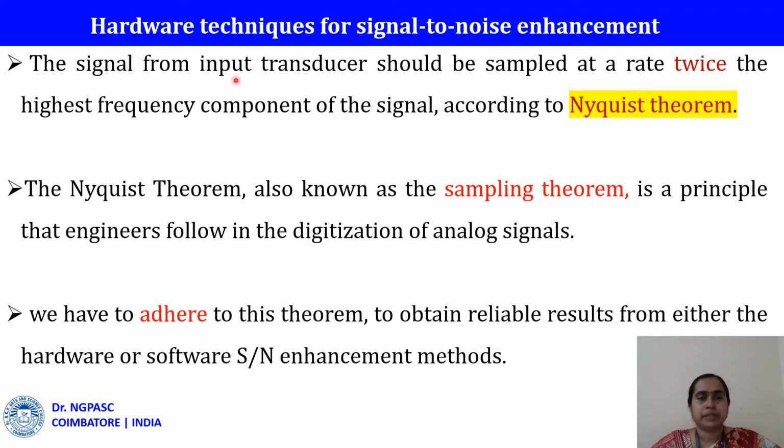The signal from the input transducer should be sampled at a rate twice the highest frequency component of the signal, which obeys the Nyquist theorem. The Nyquist theorem is also known as the sampling theorem, and it is the principle that engineers follow in the digitalization of analog signals. So we have to adhere to this Nyquist theorem to obtain reliable results from either hardware or software enhancement methods of signal to noise ratio.